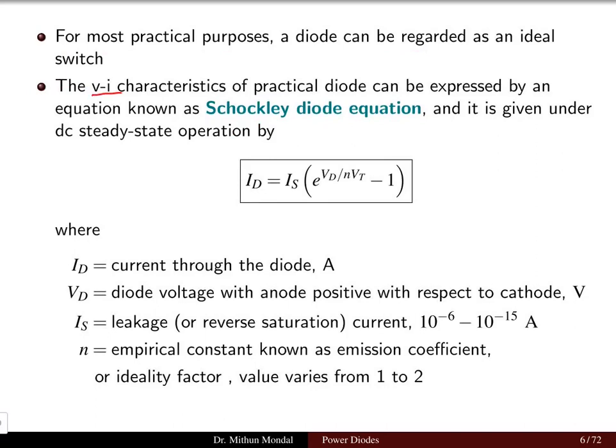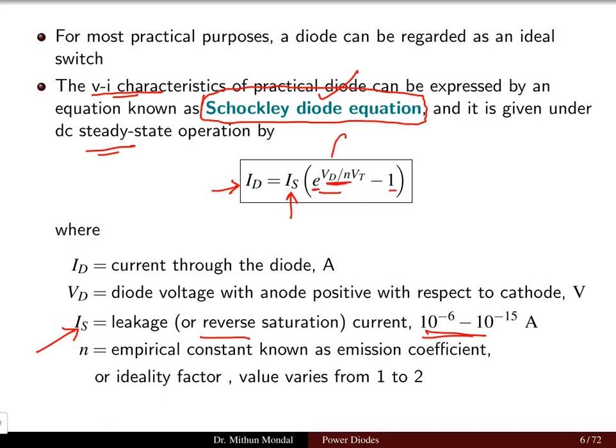When we talk about the VI characteristic of any practical diode, it is expressed by one equation, which is given by Shockley, and this is the Shockley diode equation. For the DC state operation, the current ID, that is the diode current, depends upon IS. IS is the leakage or the reverse saturation current, which is very less, in the range of micro or milliampere, then it is e to the power Vd by eta into Vt, minus 1. Here e stands for exponential.